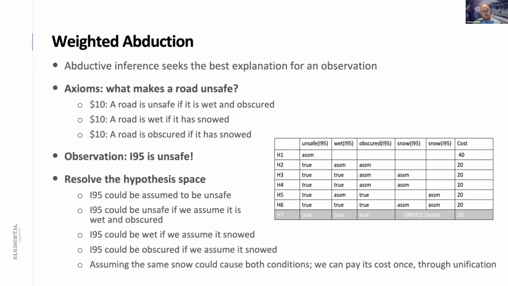So to begin with, weighted abduction is inference to best explanation. I'm not going to spend a lot of time on this. I think most folks in this community are pretty familiar. But the idea is that you have an observation, for example, that I-95 is unsafe, and some axioms that can lead to that. And you want to make the lowest cost assumption that can explain that observation. So here, snow can make a road both wet and obscured. And so the cheapest assumption we can make is that snow is causing both of those things, which is causing the road to be unsafe. So this is the classic weighted abduction. This is based on Hobbs's formalism.